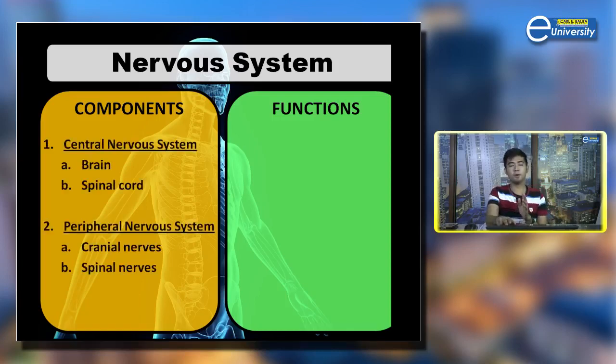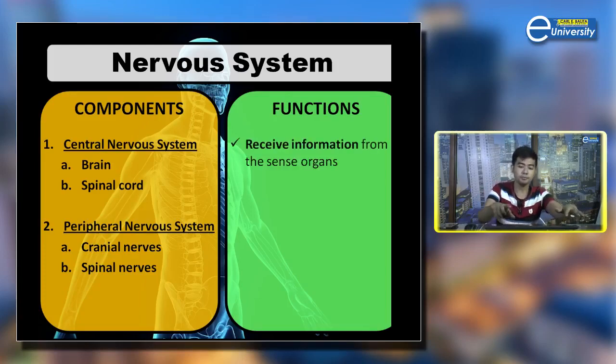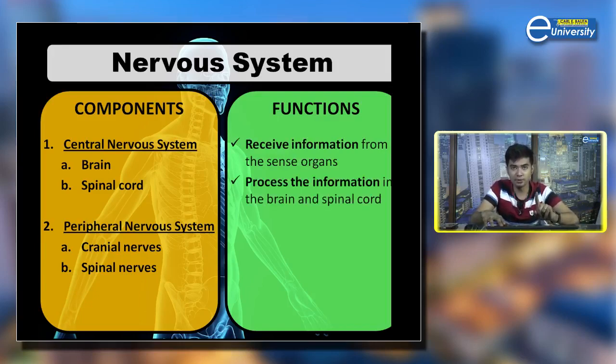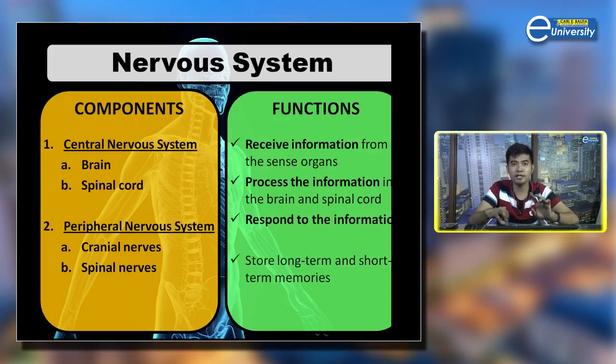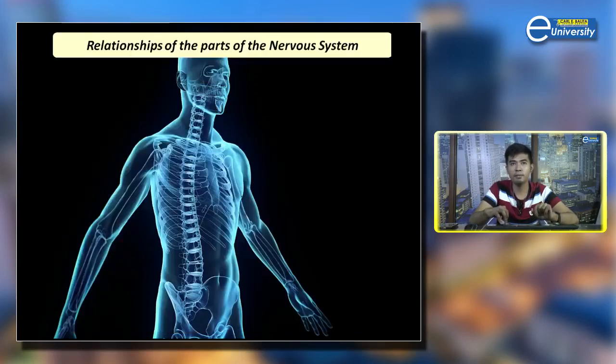The key components of the nervous system are divided into two: the central nervous system and the peripheral nervous system. The central nervous system is made up of the brain and the spinal cord, while the peripheral nervous system is made up of the cranial nerves and the spinal nerves. What are the functions of the nervous system? Number one, it receives information from the sense organs. Number two, it processes the information in the brain and the spinal cord. It responds to the information and it stores long-term and short-term memory.